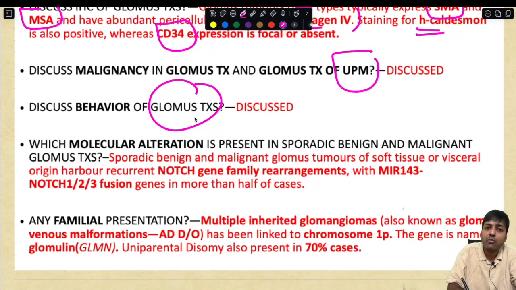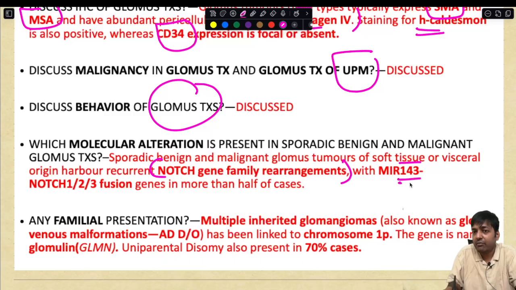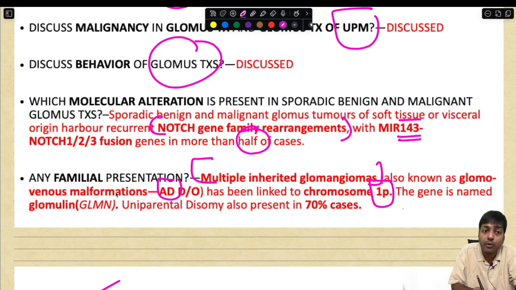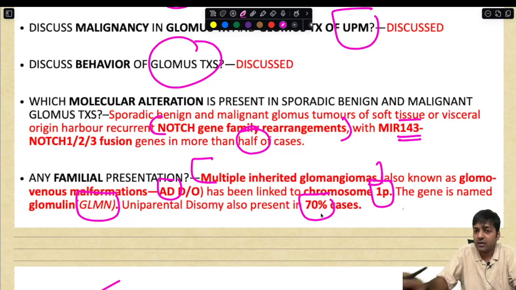Next question, which molecular alteration is present in sporadic benign and malignant glomus tumor? Sporadic benign and malignant glomus tumors of soft tissue or visceral origin harbor recurrent NOTCH gene family rearrangement with MIR143-NOTCH 1 to 3 fusion genes in more than 50% of the cases. Any familial association? Yes. Multiple inherited glomangioma, also known as glomovenous malformation, is an autosomal dominant disorder, linked to chromosome 1p alteration. The gene is named glomulin or GLMN gene. Uniparental disomy is also seen in 70% of such cases.